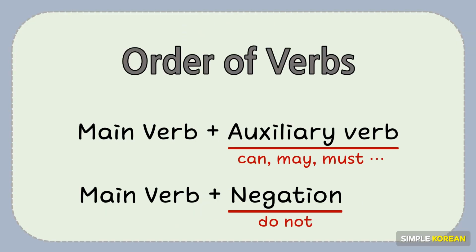When we use the auxiliary verbs and make the negative sentence, the order of the words is different from English. In English, the main verb comes after the auxiliary verb, but in Korean, the auxiliary verb comes after the main verb.